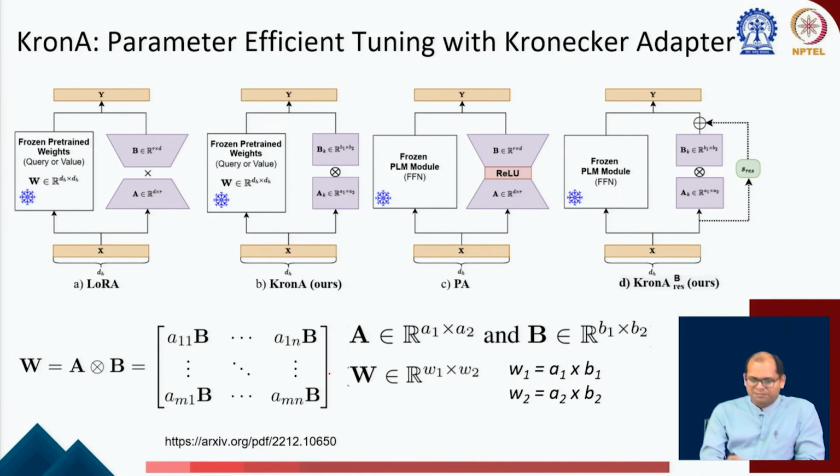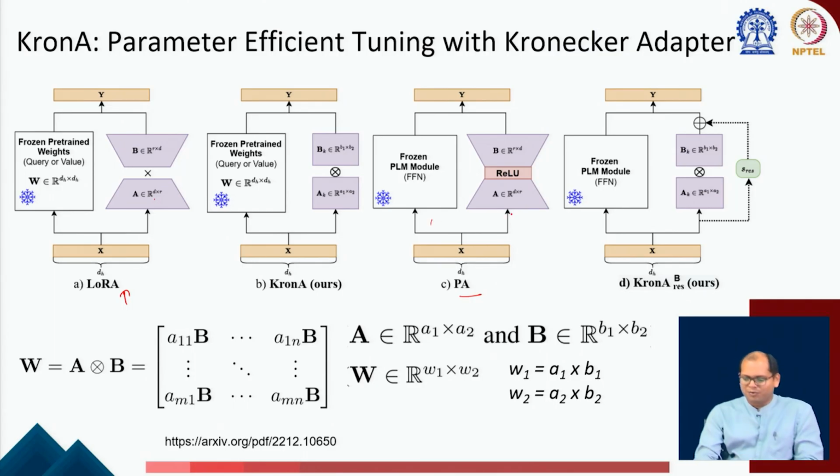So this is the KronA paper, Kronecker adapter. This picture compares, this is LoRA. So you have X, you multiply with A and B. This was your D cross R, R cross T. This is parallel adapter, right. So we talked about this. You have the adapter in parallel to the module.